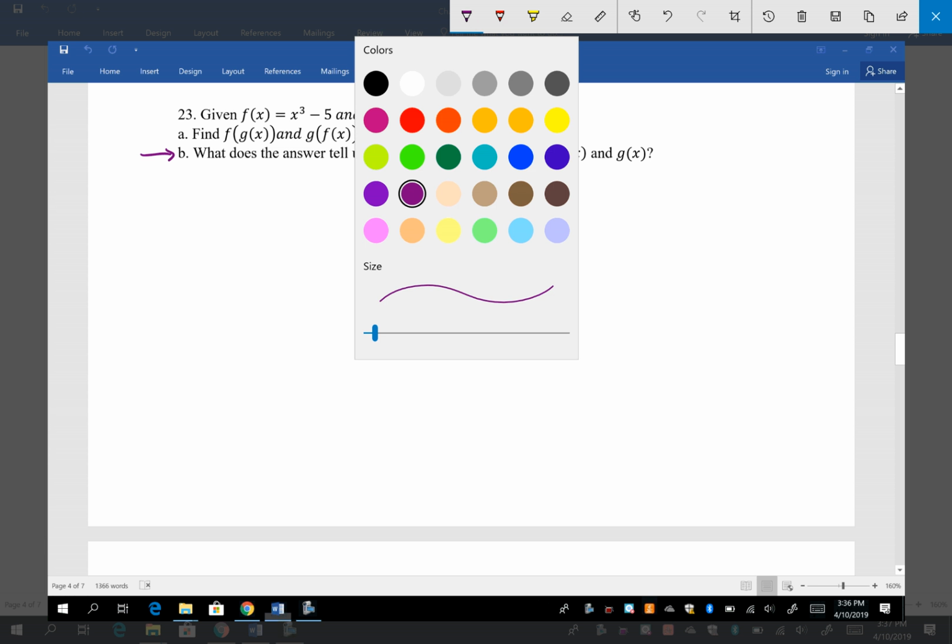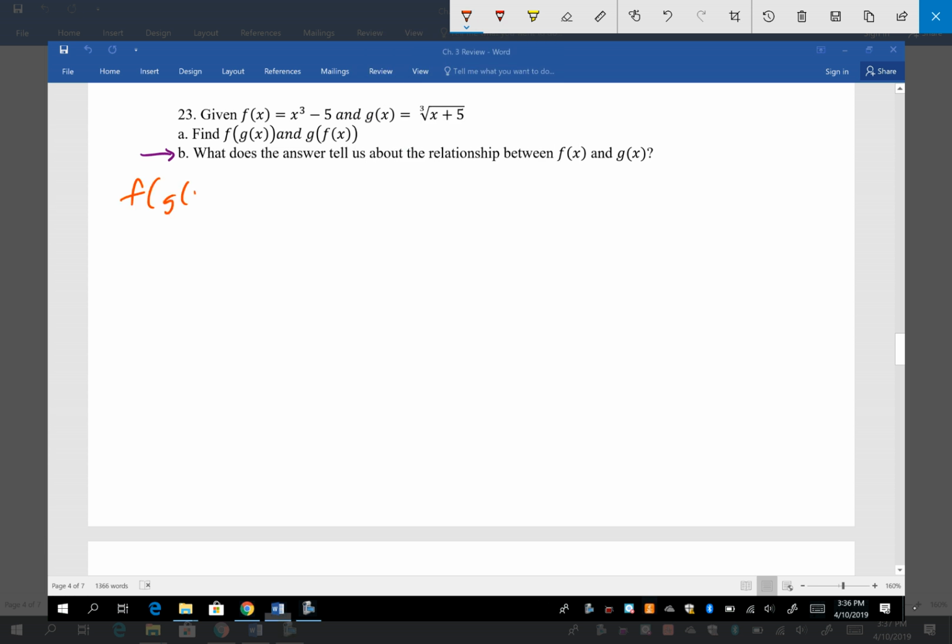Now, if you were paying attention to, I believe, 15, this is composition again. So we have f of x, which is x cubed minus 5. So I'm going to do box cubed minus 5. What's going in the box? Very good, which is the cube root of x plus 5. What happens when you cube a cube root? They're inverse operations, so bye-bye. So you have x plus 5 minus 5, which is just x.